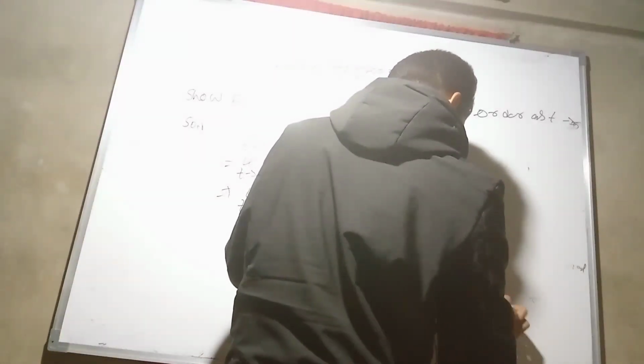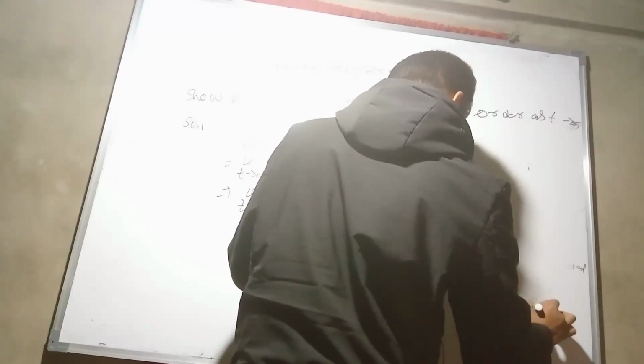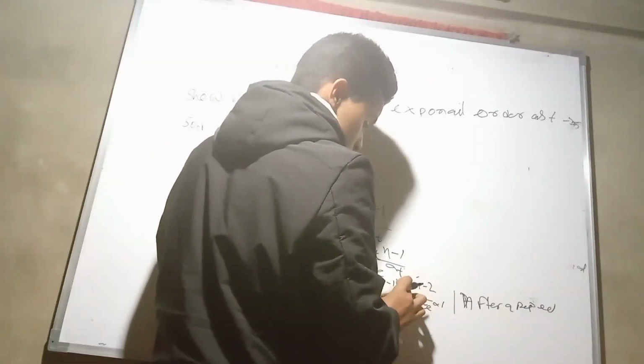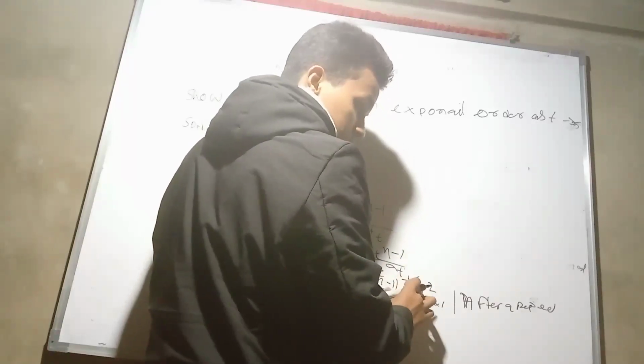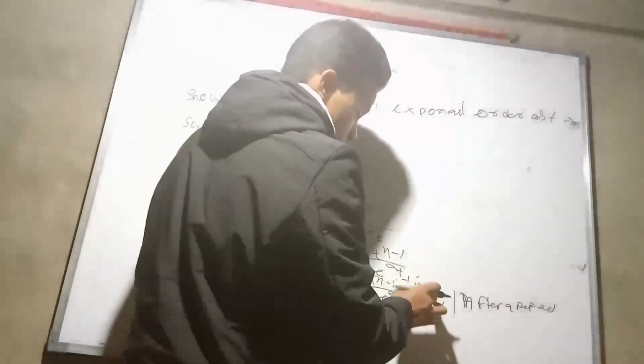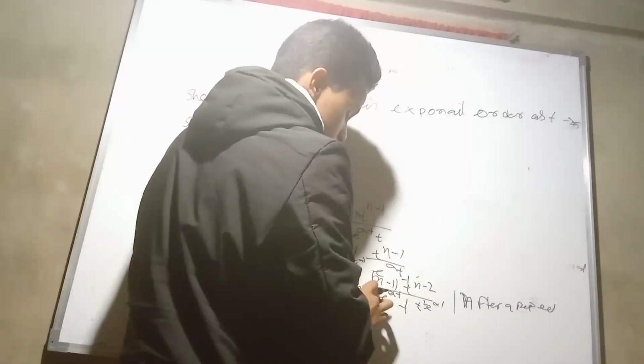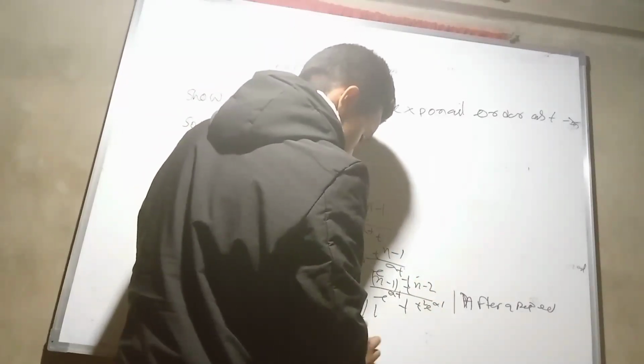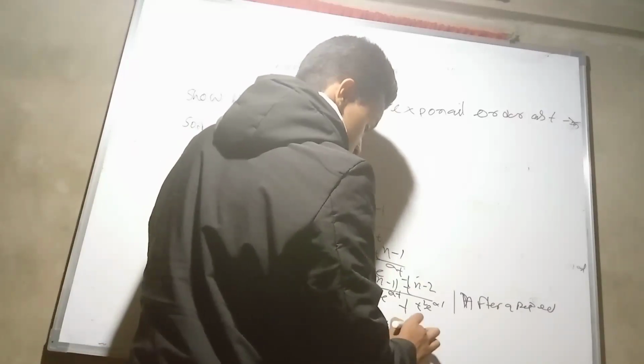So what will we get after repeated application? After repeated application, there will be nothing left in the numerator. We put this value and we get 0 after repeated application. So f(t) equal to t^n is of exponential order n.